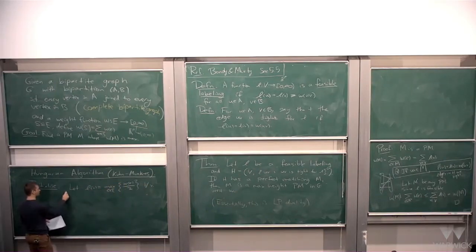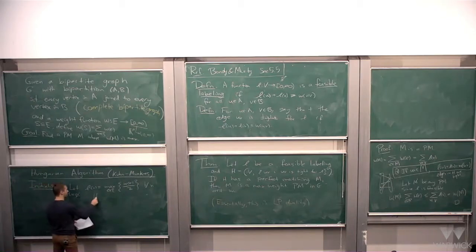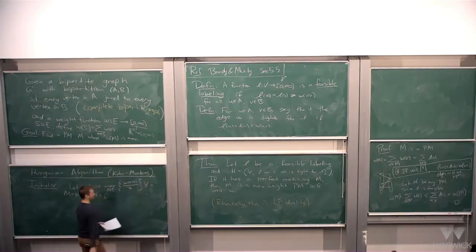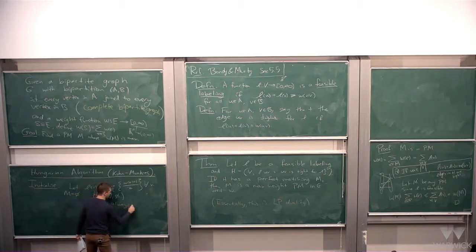And our initial matching is nothing, it's the empty set before we start. And the graph H, actually let me change this a little bit. Let's make this the weight of the edge plus 1, just so that initially we have no tight edges at all. Now I can write this, and this is the graph of all the tight edges, because there aren't any tight edges. So this is always going to be the graph of tight edges.